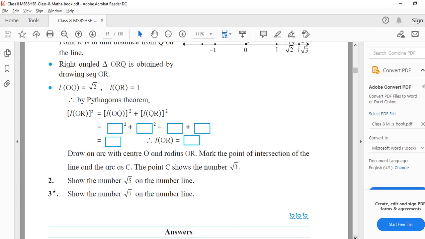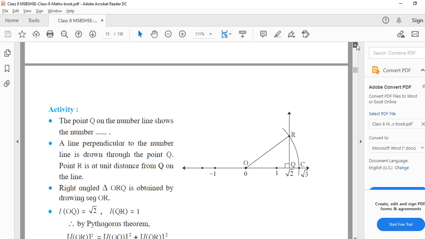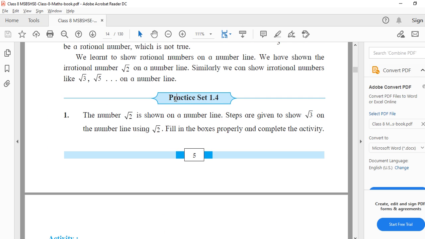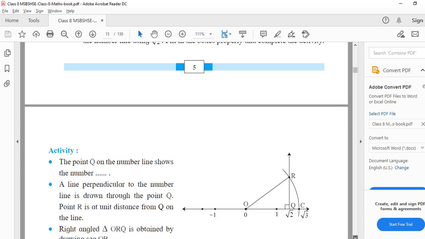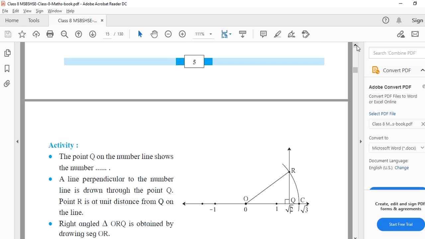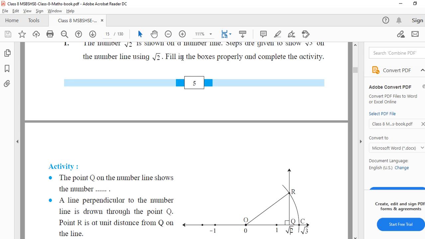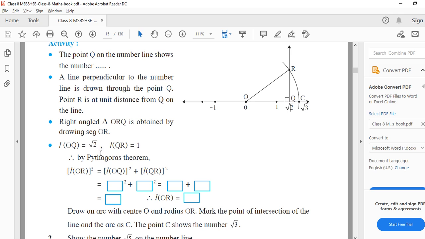Now let's see what is given in exercise 1.4. The first sum says the number root 2 is shown on the number line. If you see this diagram clearly, you see a number called root 2. This point Q, which is over here, is your point root 2 and this is an irrational number. Fill in the boxes properly and complete the activity. So they have given this diagram and we have to fill in these numbers.